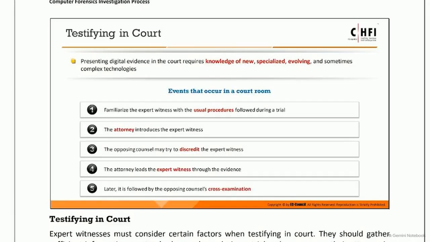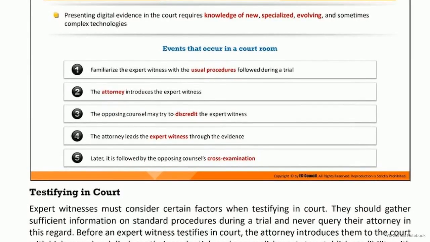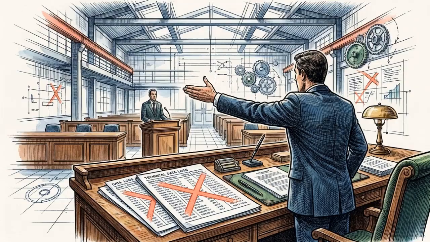This slide outlines the typical procedure for testifying as an expert witness. Notice the hostility built into steps 3 and 5. The opposing counsel's explicit job is to discredit the expert witness and ruthlessly cross-examine the methods used to collect and analyze the evidence. Defense attorneys know that attacking the raw data is difficult, so they attack the methodology instead.